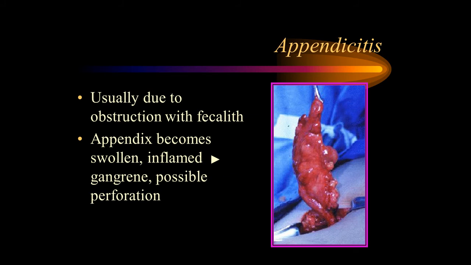Appendicitis, usually due to obstruction with fecalith, which is like a stone. Appendix becomes swollen and inflamed. Gangrene, which means it's rotting. Possible perforation, it can rupture. If it ruptures, they can have significant blood loss.